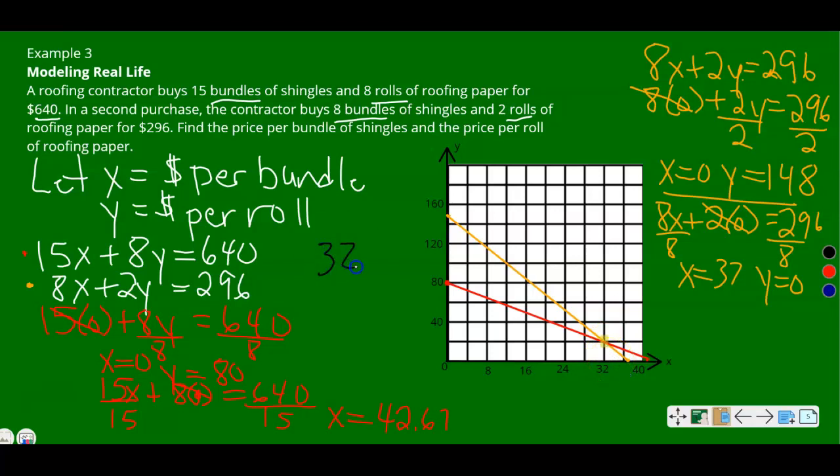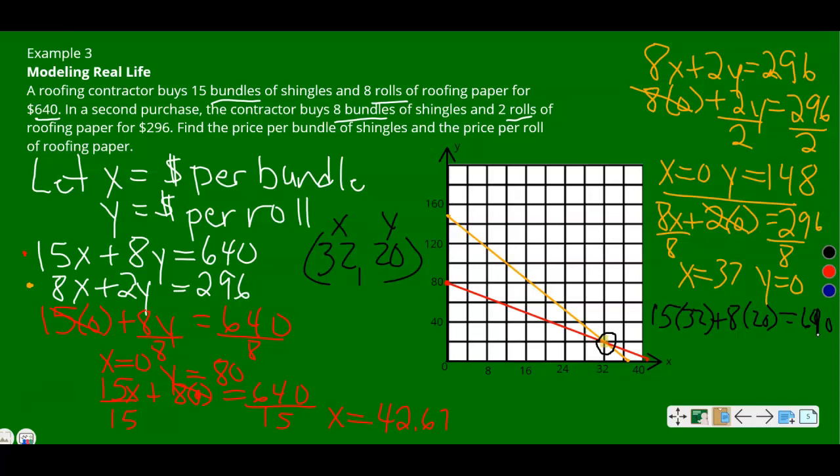So 32 and 20. All right, so once we graph it, we're supposed to check to see if that is a solution. So how do we do that? This is our x and this is our y. We know that x is the price per bundle, y is the price per roll. All we have to do is substitute it into these 2 equations and see if it works. All right, so let's see what we have here. So we've got 15 times 32 plus 8 times 20. Does that equal $640?